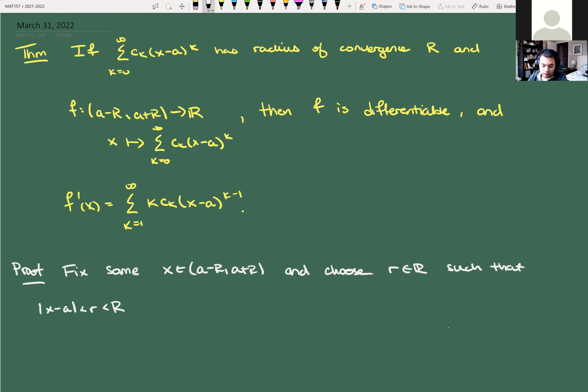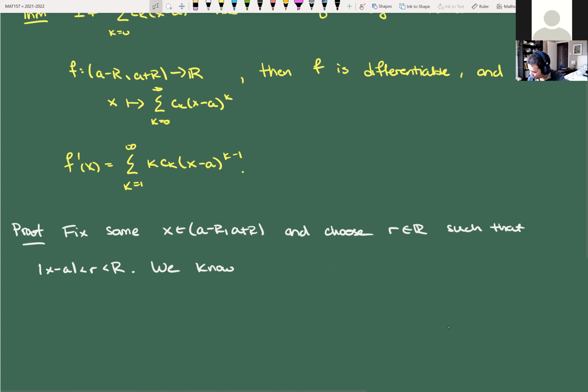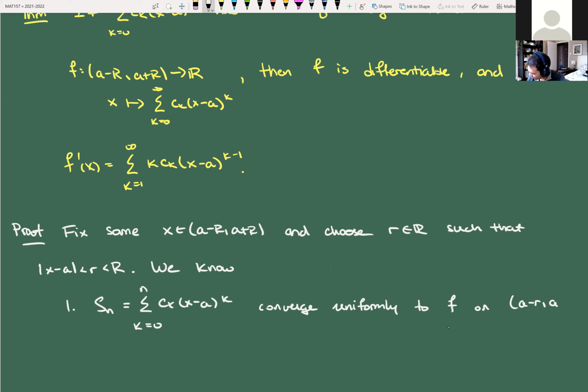Okay. And so what do we know? We know, one, the partial sums, k equals 0 to n, c_k (x minus a)^k, converge uniformly to f on (a minus r, a plus r). All right, we proved that last time.